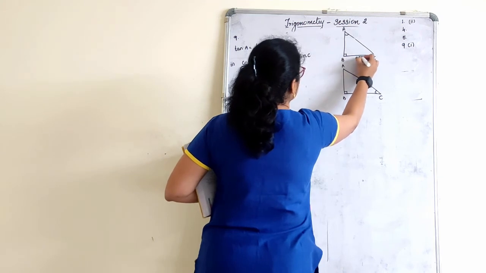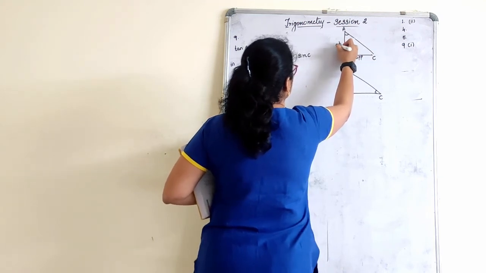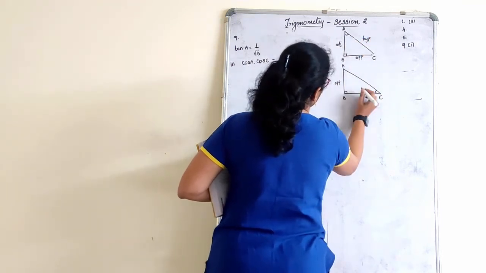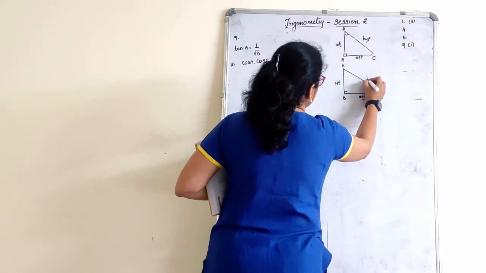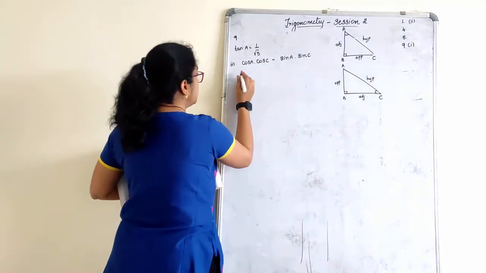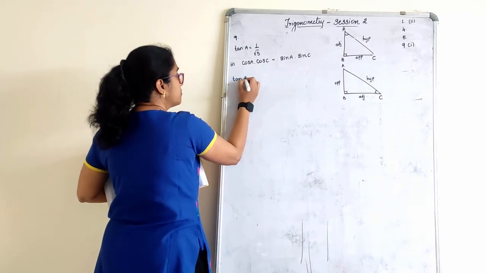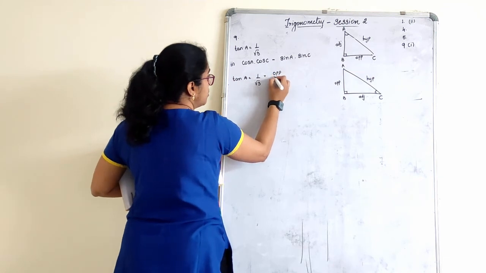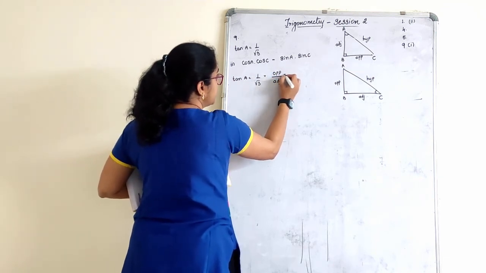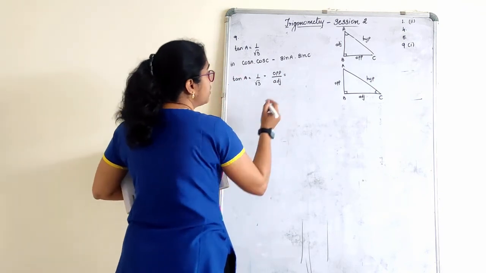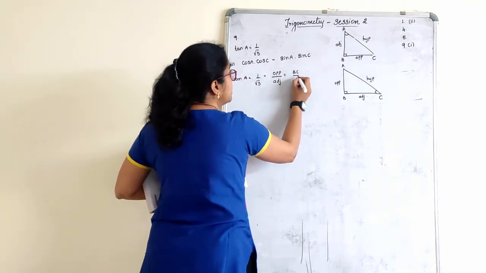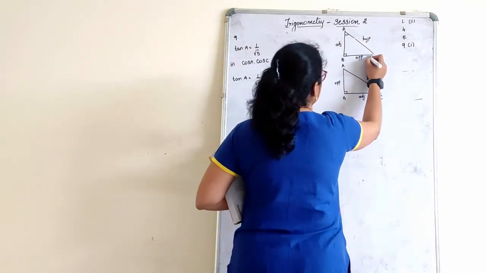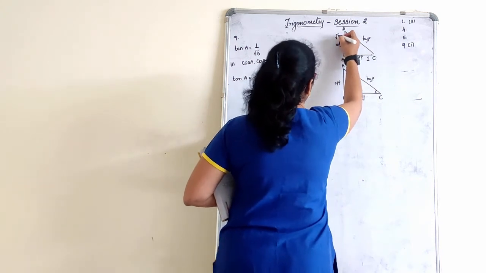So this is opposite, adjacent, hypotenuse. Opposite, adjacent, hypotenuse. Tan A is equal to 1 by root 3, which is nothing but opposite upon adjacent. So with respect to angle A, opposite is BC, adjacent is AB. So this is 1 and this is root 3.